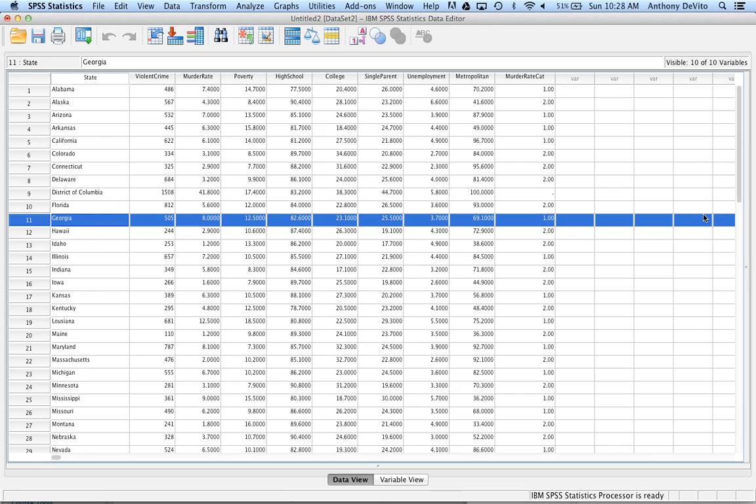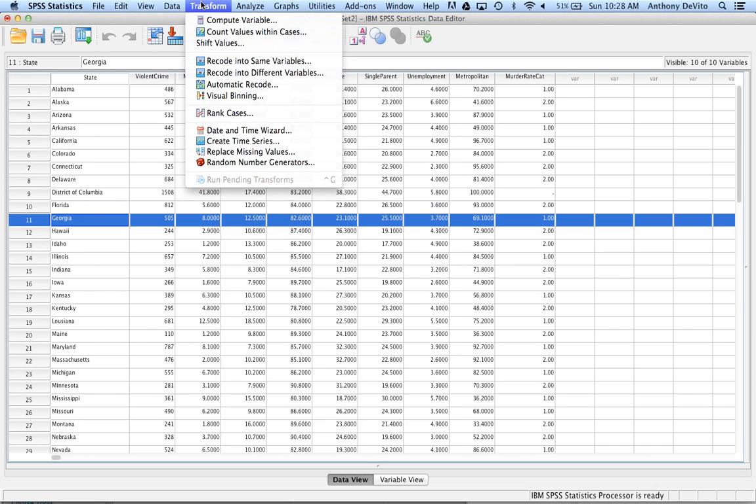Where are we? Hang on a second. I'll get to these questions. I just want to go back to the question, make sure I answered it. 2x2 table.